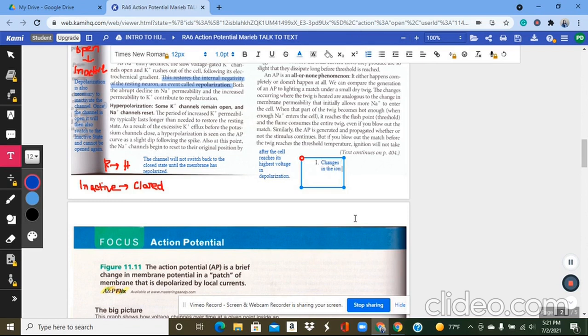Changes in the ion conductances of sodium or potassium ion can lead to either a raised or lowered value of threshold. Didn't I spell it right? Conductances.